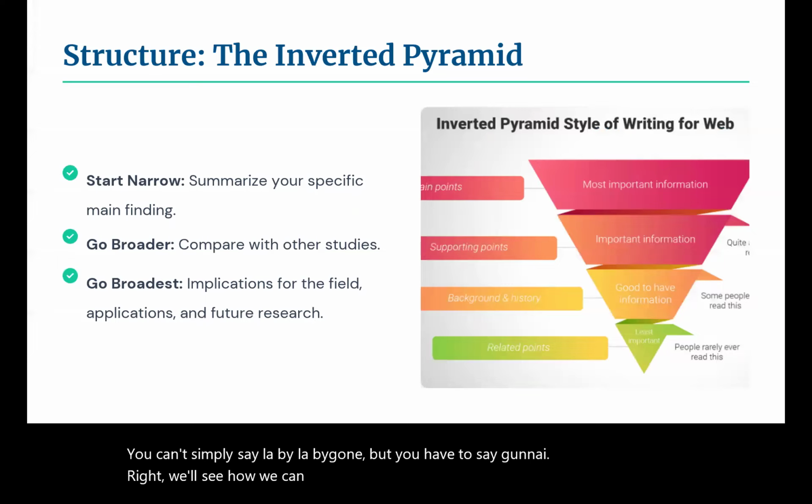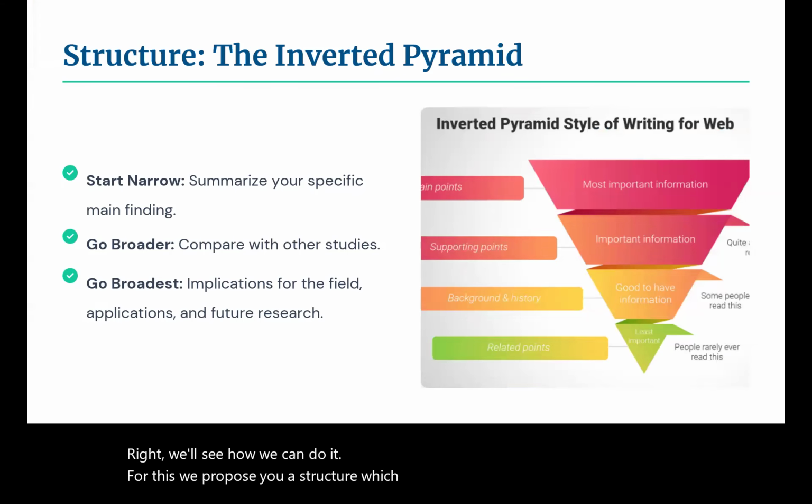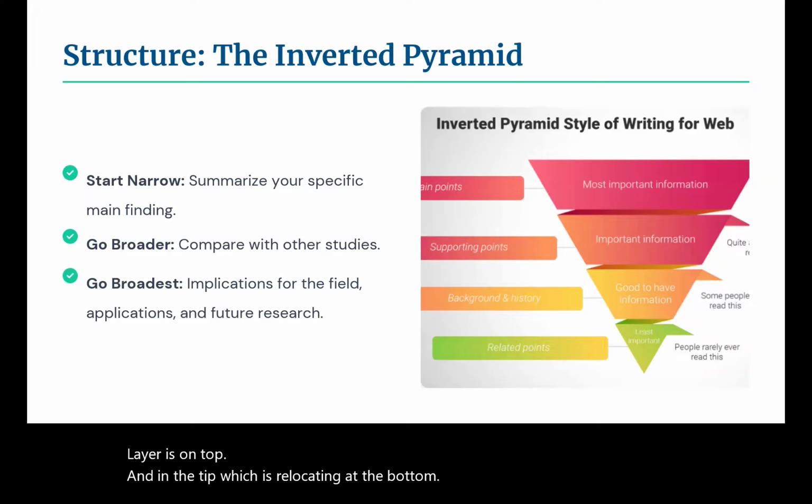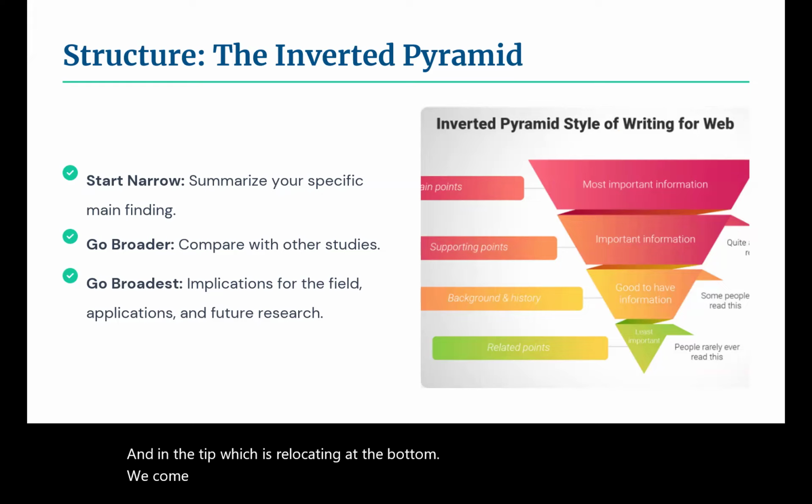For this, we propose a structure which is the inverted pyramid. In an inverted pyramid, the heaviest layer is on top, and at the tip, which is located at the bottom, we come to the not so heavy. The inverted pyramidal style of writing for the web is this.